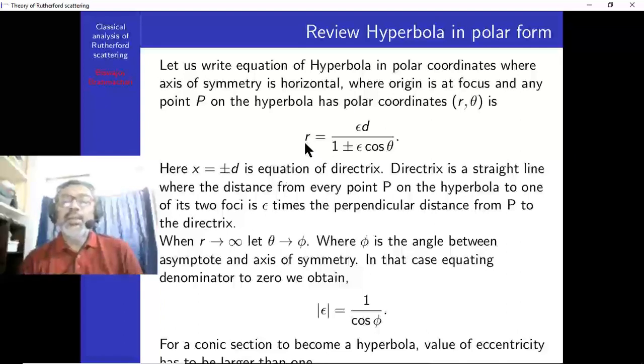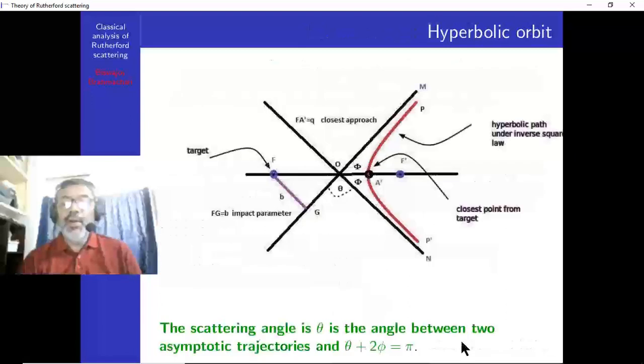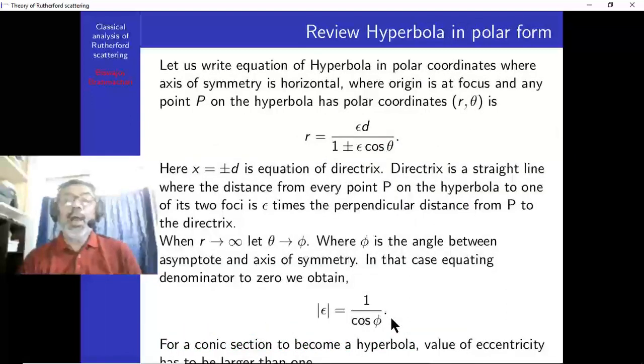When r approaches infinity, 1 plus minus epsilon cos theta approaches 0. So from that we can determine epsilon, which is eccentricity, epsilon equal to 1 upon cos phi. This phi is the angle theta when r approaches infinity. In other words, when r approaches infinity, theta approaches phi. And another important result is that for a conic section to become a hyperbola, the value of eccentricity has to be larger than 1.